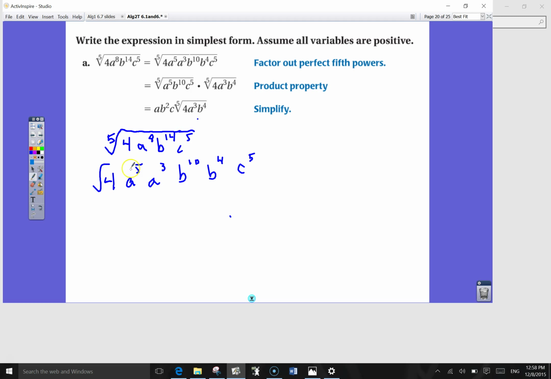Now I'm going to take the radical of all these individual factors. That was a 5, 5, 5, 5, 5, and 5. The 5th root of 4 can't be simplified. The 5th root of a to the 5th, now that can be simplified. That's a. The 5th root of a to the 3rd can't be simplified.